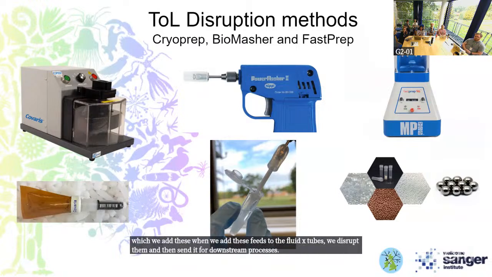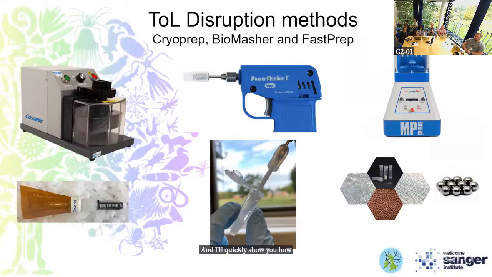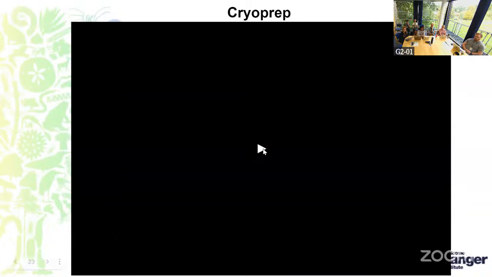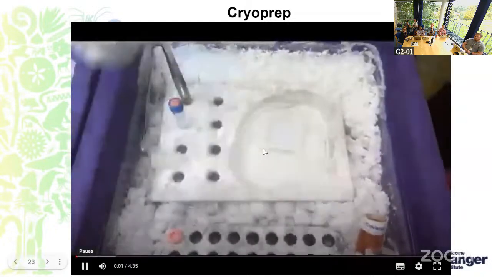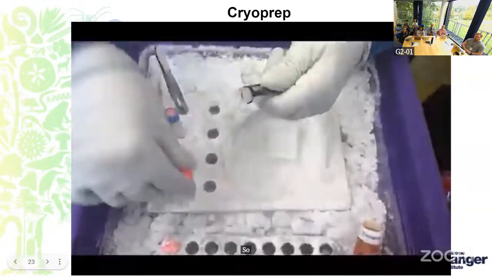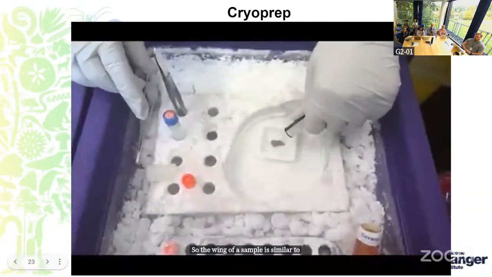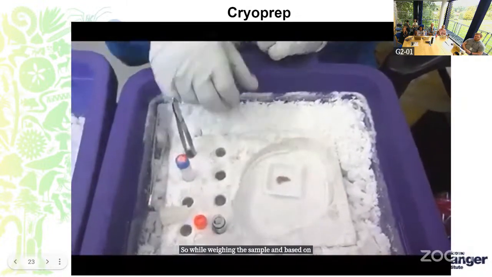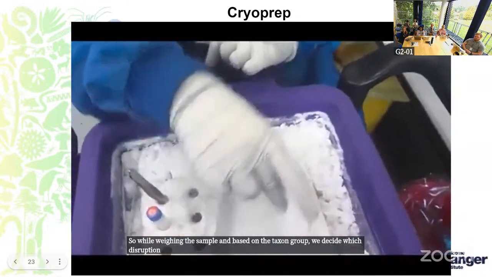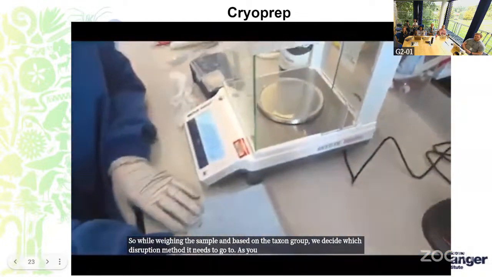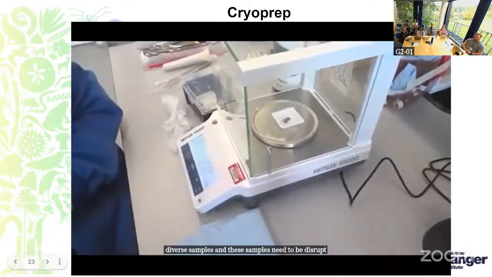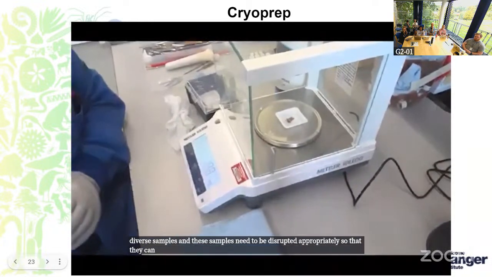Now I'll quickly show you how the cryoprepping disruption method works within our labs. The weighing of the sample is similar for every disruption method that we have within our lab. While weighing the sample, based on the taxon group, we decide which disruption method it needs to go to. As you can see, we handle diverse samples, and these samples need to be disrupted appropriately so that they can work well during the extraction protocol.